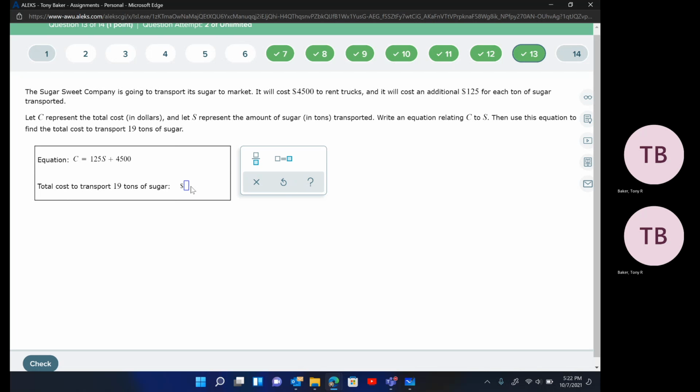125 times 19 is 2375 plus 4,500 is 68. And they do give you a calculator actually on this one.